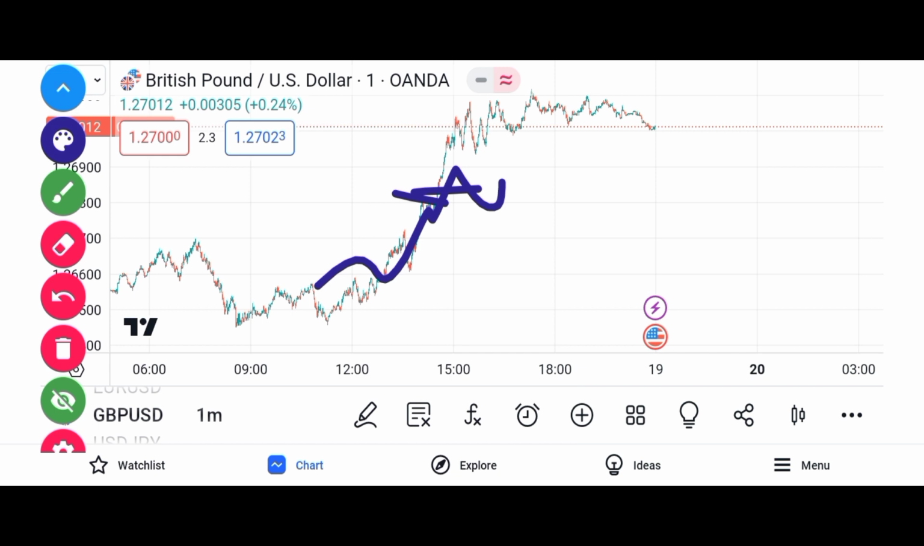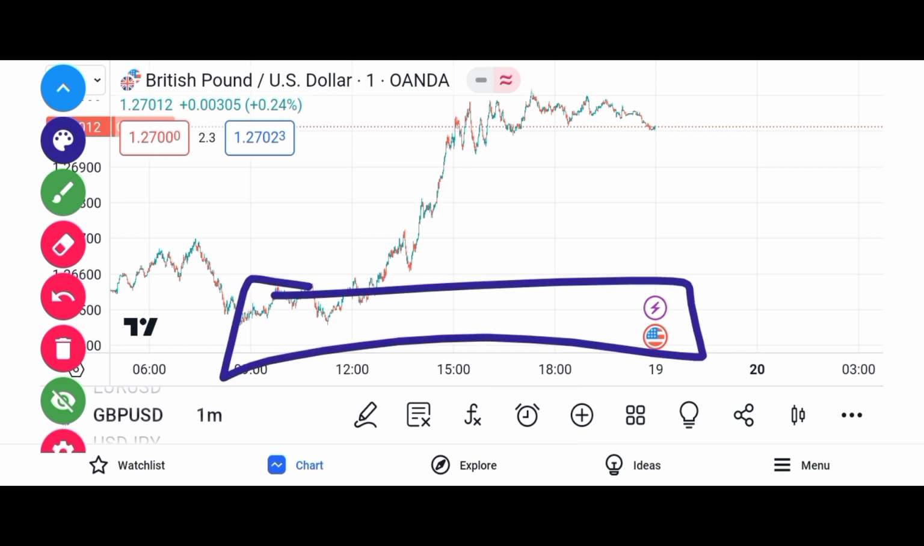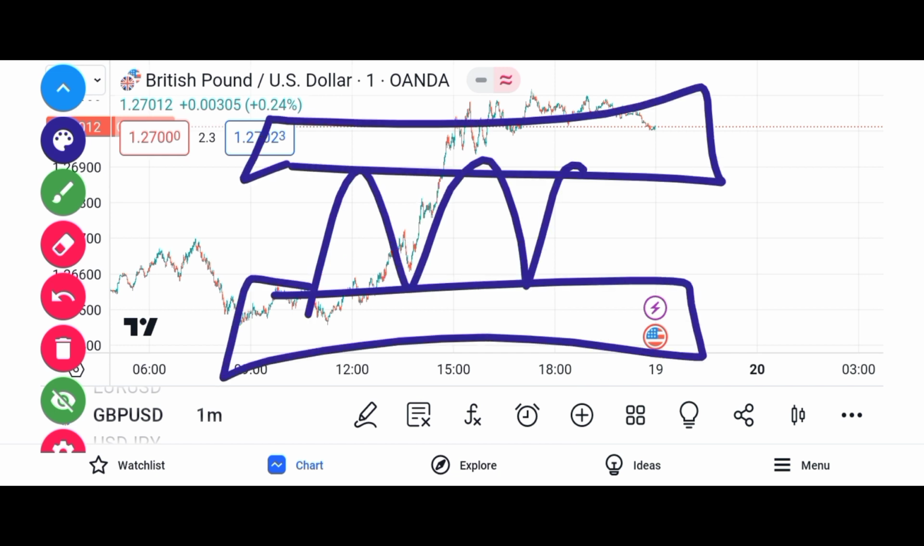Because you can't be using this pattern just anywhere in the market. You're going to lose money. So you have to make sure it's at an area of value. When I mean an area of value, it has to be probably support and resistance.